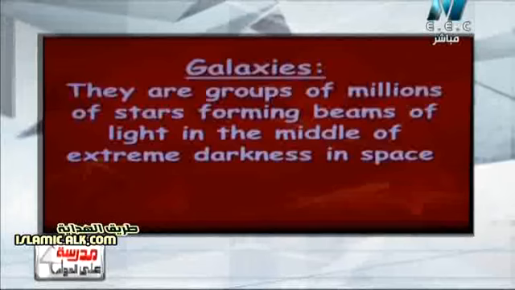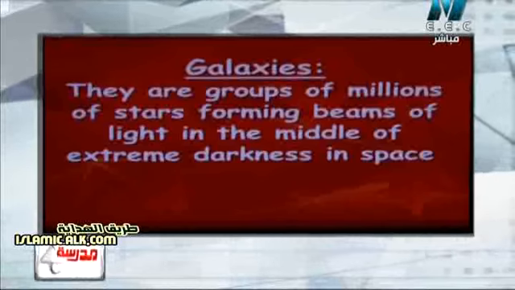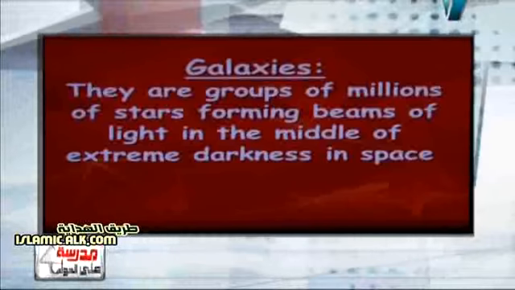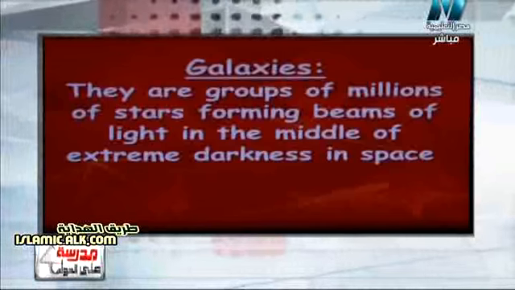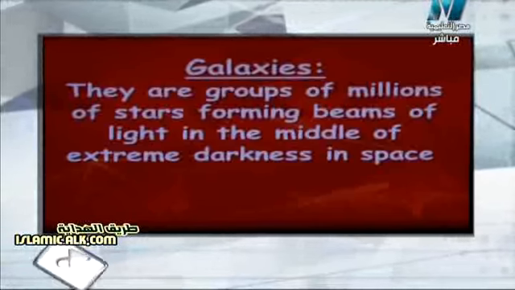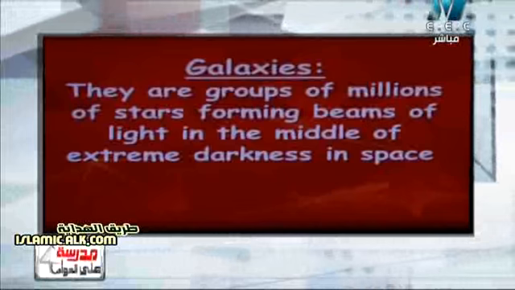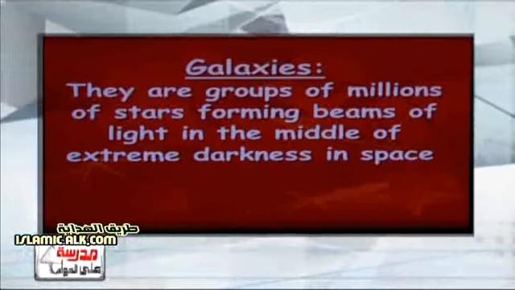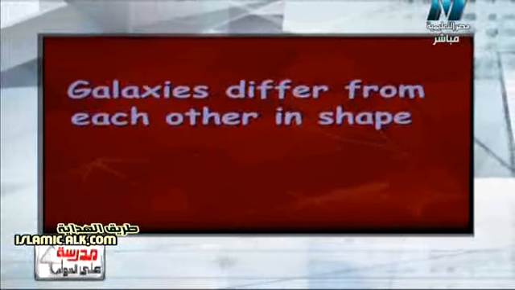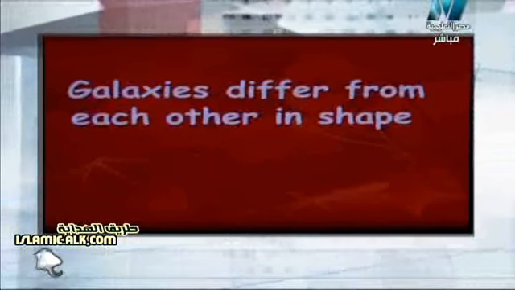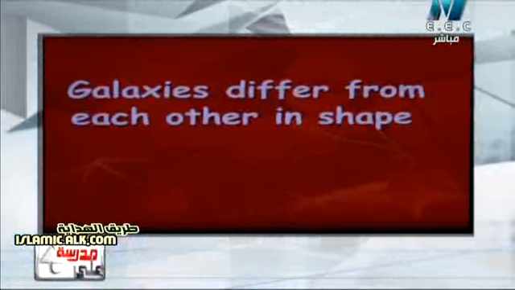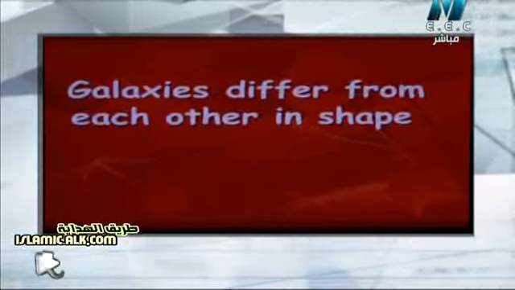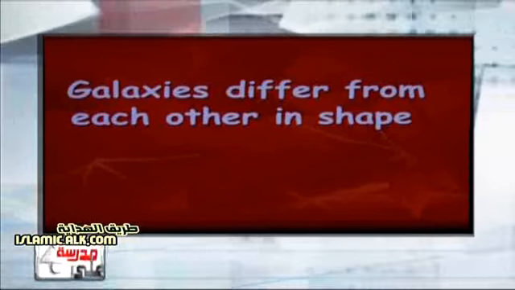So again, what's meant by galaxy? This definition is very important. Galaxies, as I said, are groups of millions of stars forming beams of light in the middle of the extreme darkness in space. Galaxies differ from each other in shape. Galaxies have many shapes. We have many galaxies in the universe, a great many, estimated in the millions.